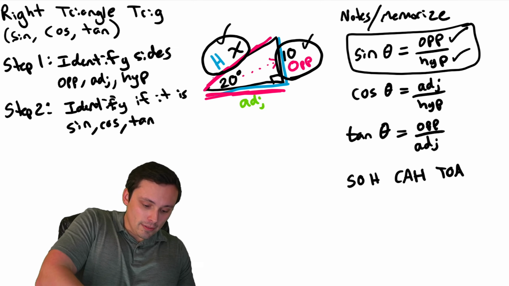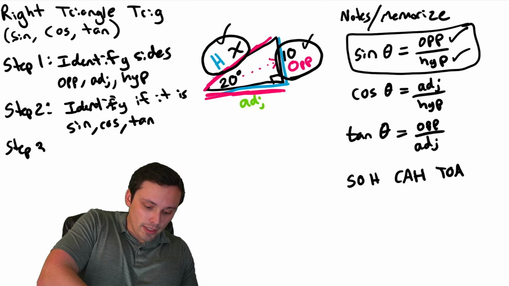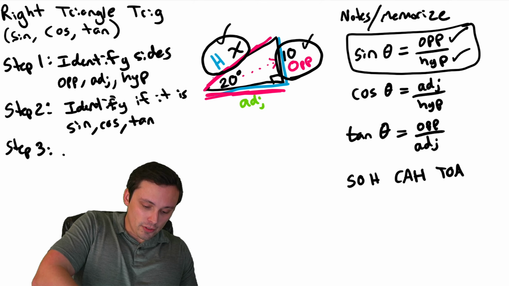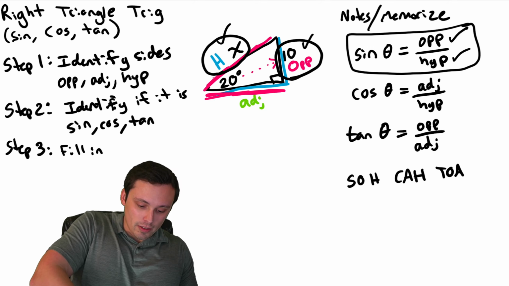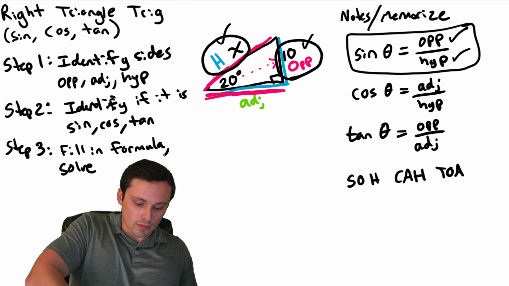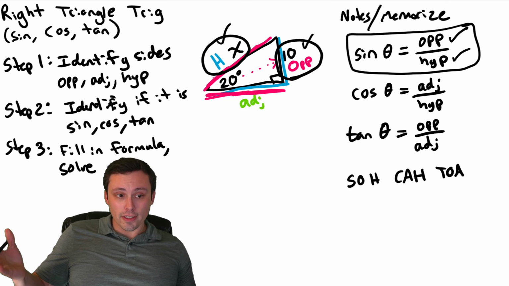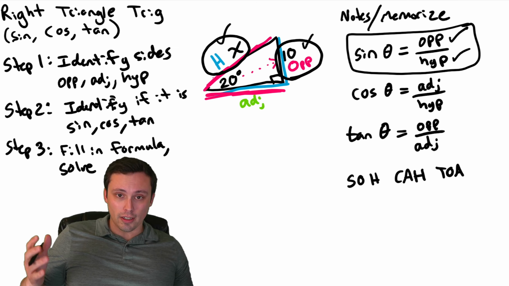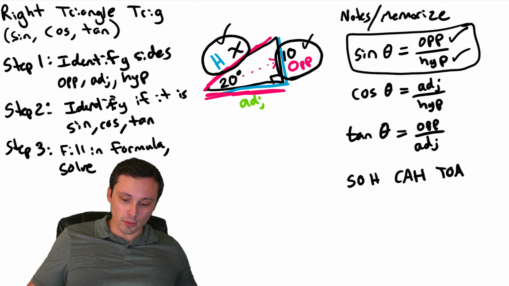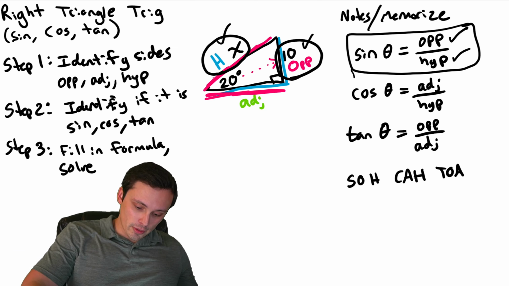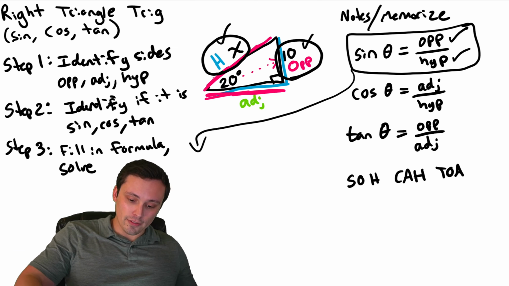Now, step 3, right? Step 3 is just fill in the formula and solve. Okay, that's it. Fill in the formula and solve. That's all we've got to do from here. So what do I mean by fill in the formula? Take your formula, okay, and then fill in the blanks.